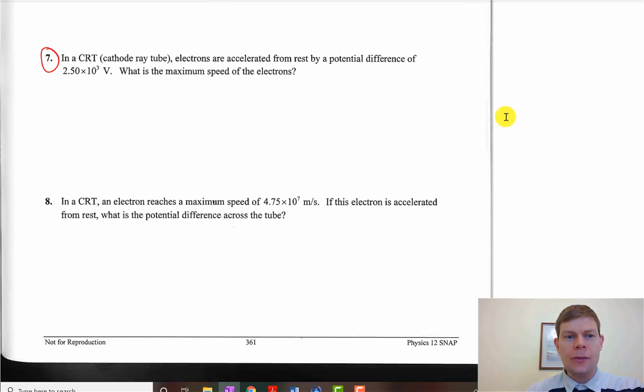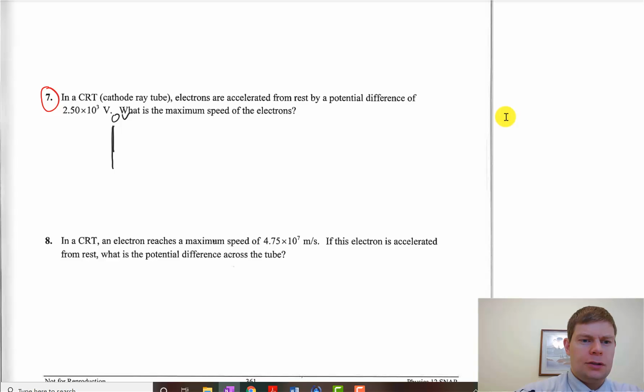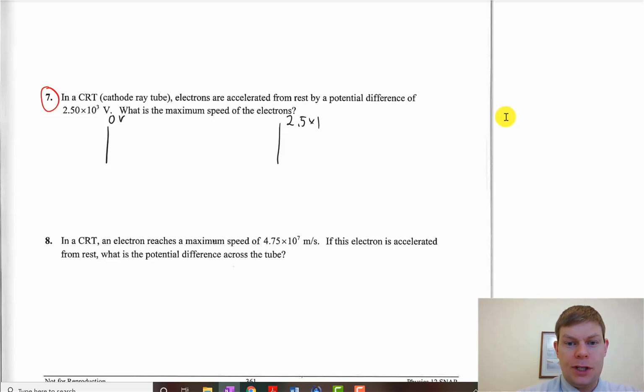4-7 here. You've got these electrons accelerated from rest through a potential difference of 2.5 times 10 to the 3 volts. I'll write it out just because it's a little confusing. You would actually start at 0 volts and go to 2.5 times 10 to the 3 volts. I'll just write out how it has to be.